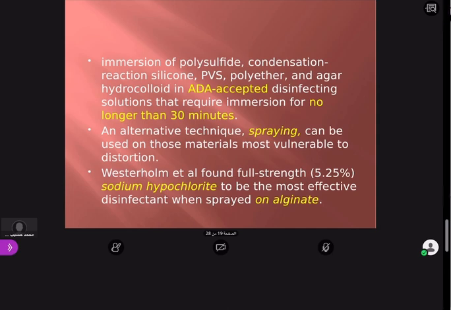So an alternative technique, spraying, can be used for those materials most vulnerable to distortion. For example, if the material is hydrophilic, we cannot immerse that impression into the water, otherwise it will absorb water, and the impression is not dimensionally stable. So for those materials we will only spray the disinfecting chemical on the impression surface, and then we wash it out.